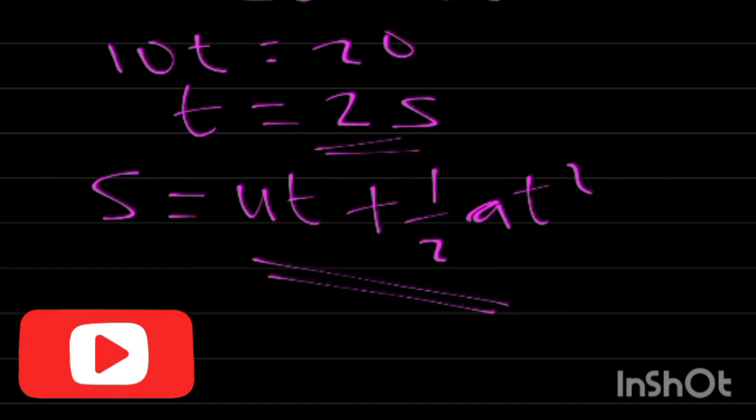I told you the only condition whereby you don't need to take acceleration to be negative is when you are calculating the acceleration itself. But if you are not calculating acceleration and you hear the word decelerate or retard, take acceleration to be negative.